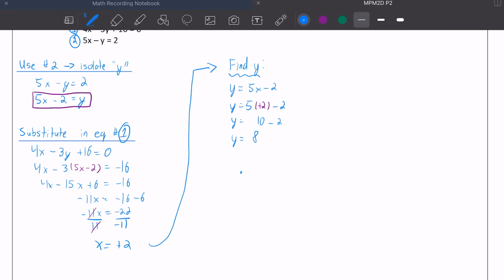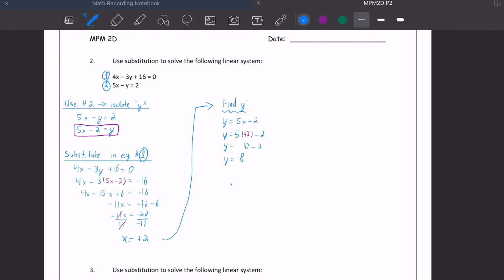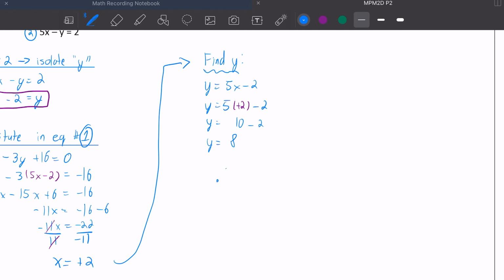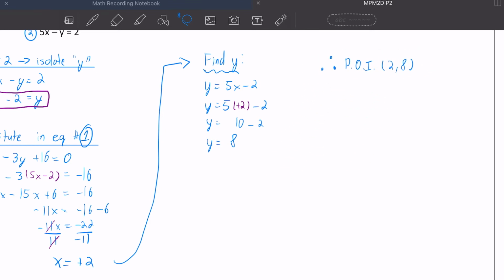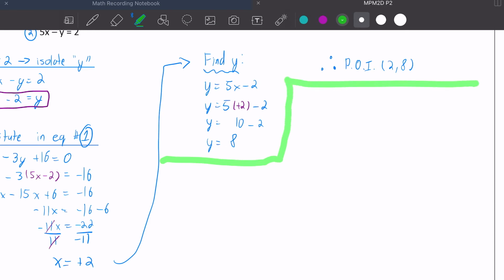Therefore, our POI is 2 and 8. So here's a great opportunity for us to check if we got this right. So I'm just going to break this up a little bit over here. And let's do a check to make sure that what we found is correct.